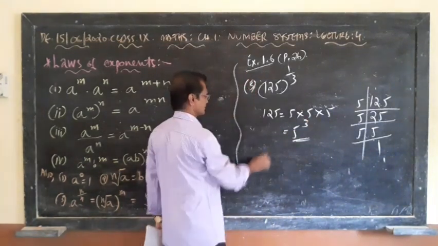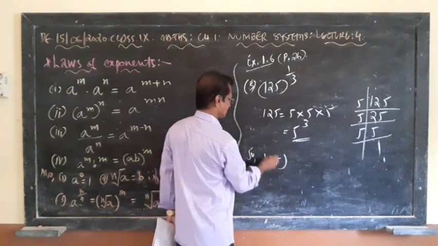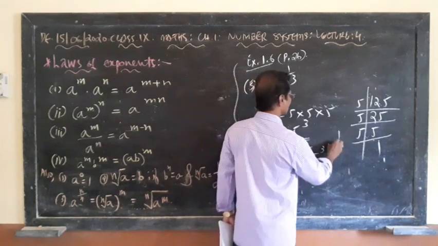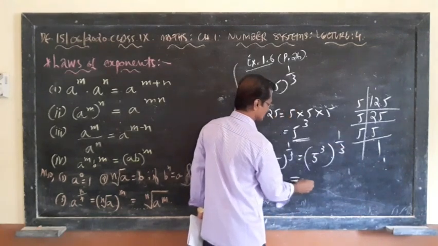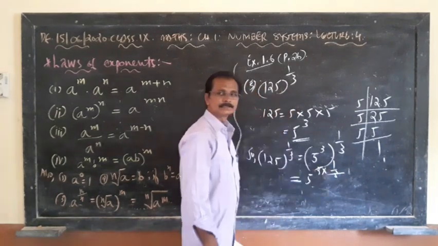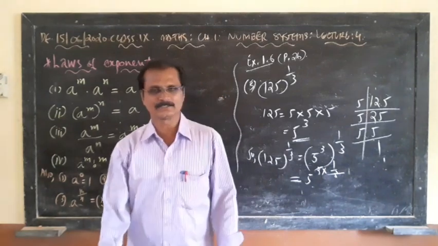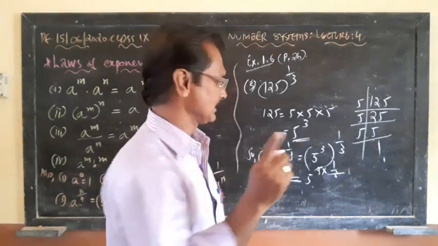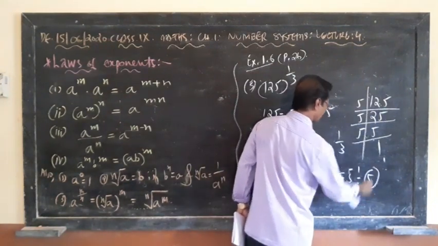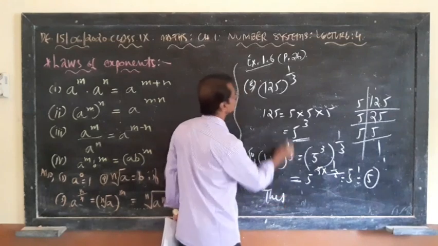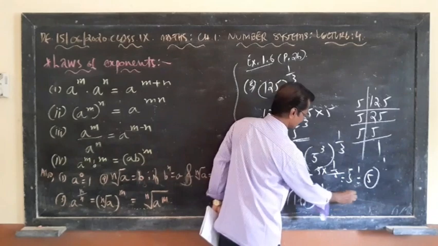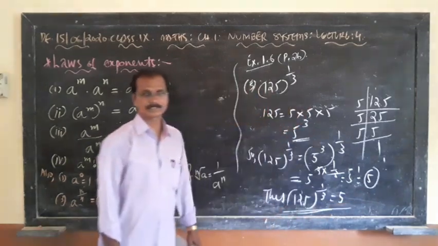Now what do we do next? 125, the whole raised to 1 by 3, equals 5 raised to 3, the whole raised to 1 by 3, equals 5 raised to 3 into 1 by 3. Again, these 3s easily get cancelled. You got the trick now? So what is remaining here? 5 raised to 1, that is equal to 5. So the final answer: 125 raised to 1 by 3 equals 5. This will be your final answer.